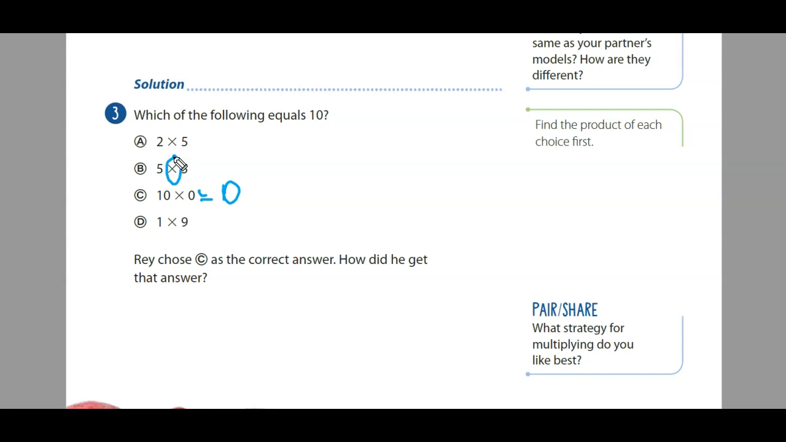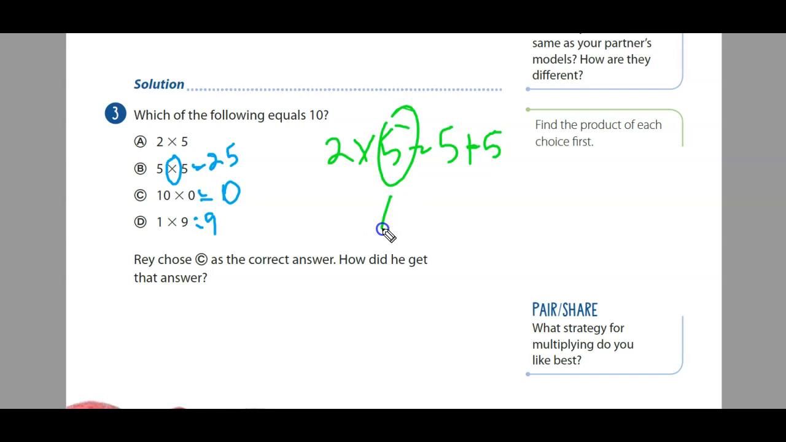Multiplication. So 5 times 5, if I skip count by 5s, 5, 10, 15, 20, 25. So this would be 25, not 10. And then any number multiplied by 1 is that number, right? So 1 times 9 would be 9. When I have 2 times 5, though, 2 times 5 is like 5 plus 5, isn't it? I'm just doubling one of the factors, right? Okay. So what's 2 times 5 then? 10. So which one of those does equal 10? A does.